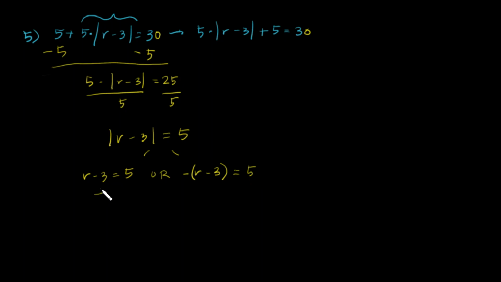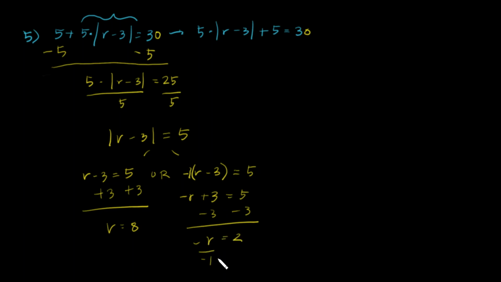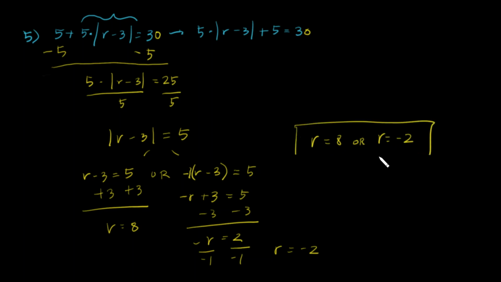And so let's go ahead and solve this. Add 3 to both sides. So r equals 8. Distribute this negative 1, so we get negative r plus 3 equals 5. Subtract 3 on both sides. Negative r equals 2. Divide both sides by negative 1. So you end up with r equals negative 2. So your two answers are r equals 8 or r equals negative 2. And that's your final answer.